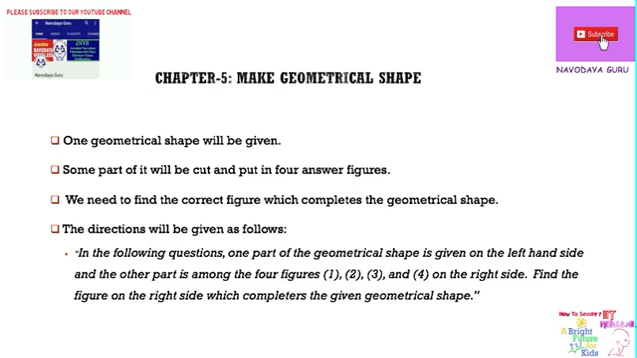The directions will be given as follows. In the following questions, one part of a geometry shape is given on the left hand side and the other part among the 4 figures 1, 2, 3 and 4 on the right side. Find the figure on the right side which completes the given geometrical shape.